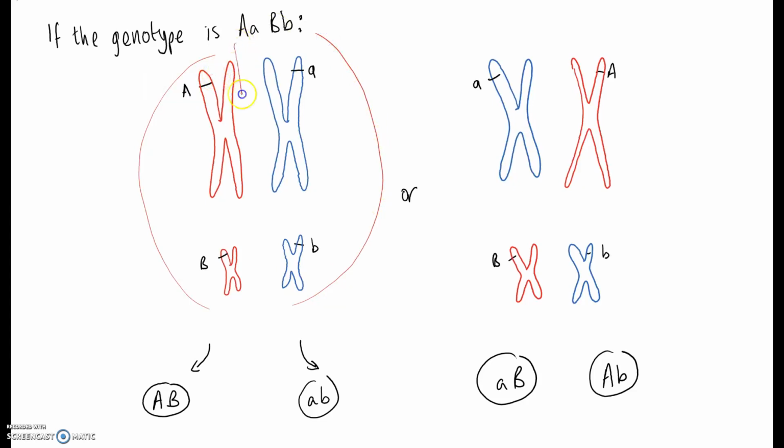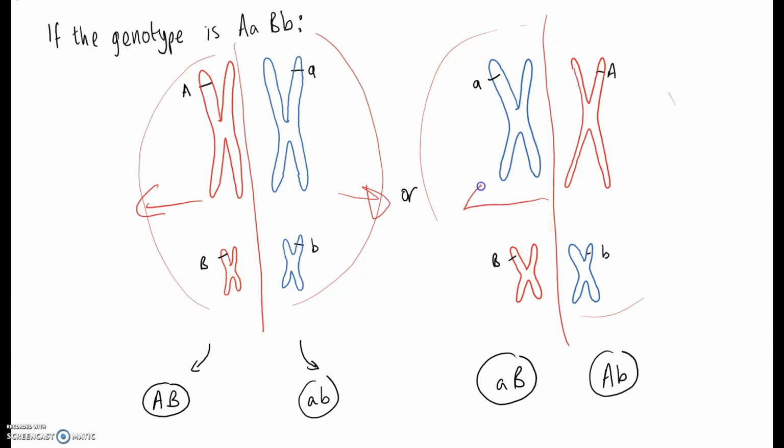So you would end up with these two chromosomes going to that end, forming a big A, big B gamete, and these ones going to that end, forming a little a, little b gamete. Or the chromosomes could align this way round, in which case they'd split down here. Those ones would go to that end, forming a little a, big B gamete, and these ones would go to that end, forming a big A, little b gamete.